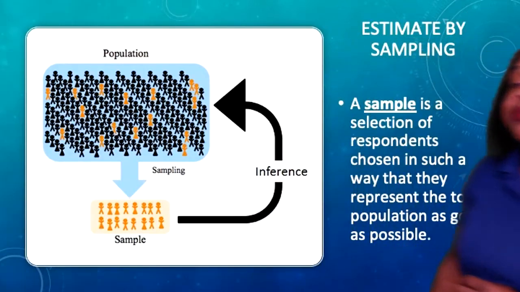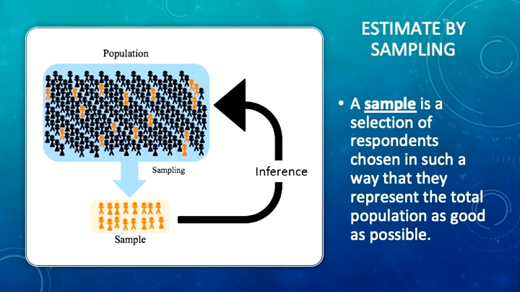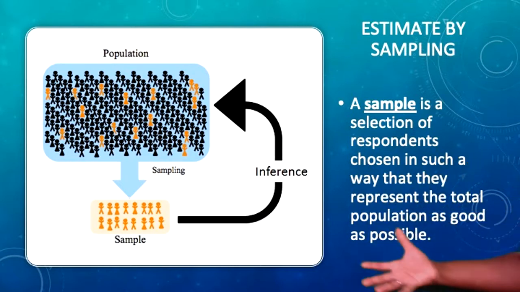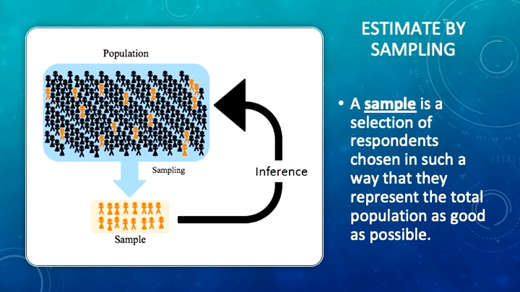All right, estimating by sampling. So one way that we can get information concerning a population is by sampling.